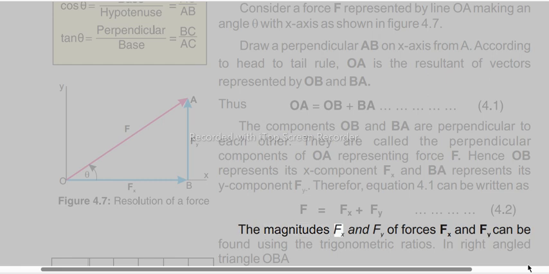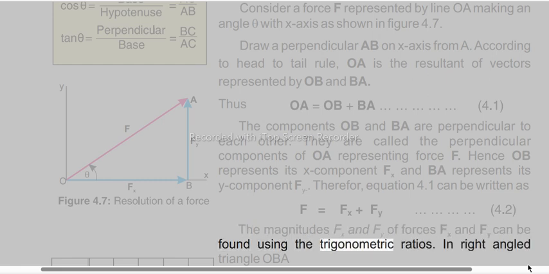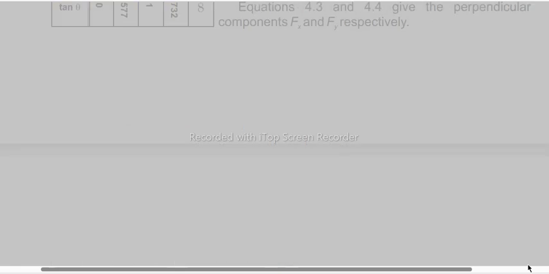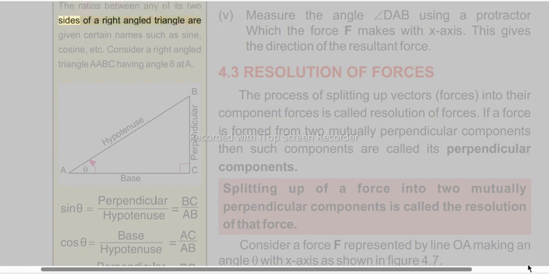The magnitudes Fx and Fy of forces Fx and Fy can be found using the trigonometric ratios in right angle triangle OBA. Equations 4.3 and 4.4 give the perpendicular components Fx and Fy respectively. The ratios between any of its two sides of a right angle triangle are given certain names such as sine, cosine, etc. Consider a right-angled triangle ABC having angle θ at A.